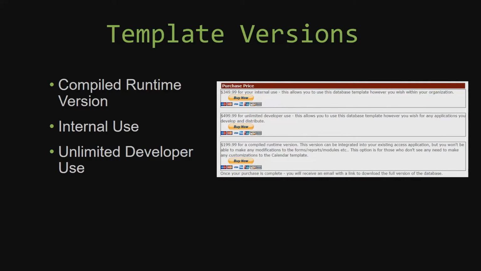With most of our templates, there are three different versions that you can purchase: a compiled runtime version, one for internal use, and one for unlimited developer use. Our compiled runtime version is a run-as-is version that uses the free Access runtime from Microsoft, without the paid full version of Microsoft Access. It can be integrated into your existing Access application, but you would not be able to make any modifications to the forms, the reports, the modules, etc.